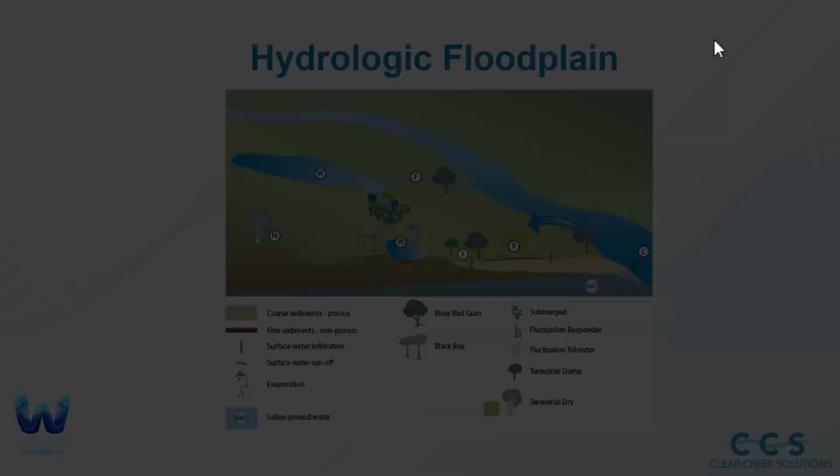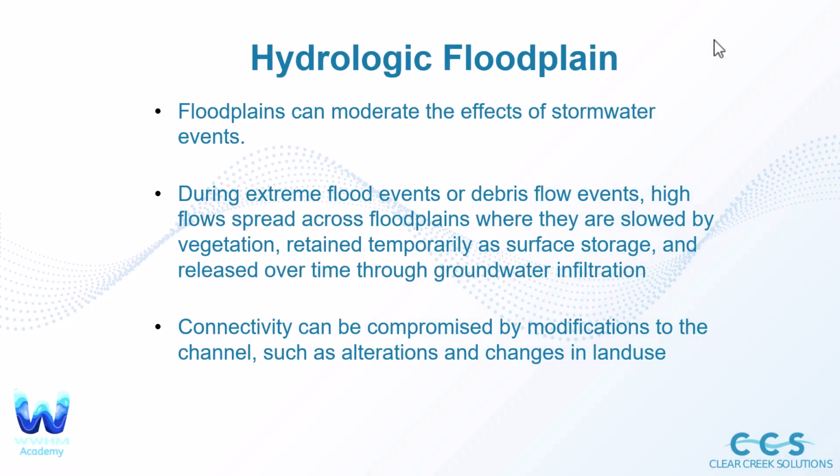Floodplains can moderate the effects of stormwater events. During extreme flood events or debris flow events, high flows spread across floodplains where they are slowed by vegetation. Literally, because the water is being dispersed across this vegetation, it's going to slow and moderate the effects of that event, be retained temporarily as surface storage, and be released over time through groundwater infiltration. So through infiltration, we're eventually going to get that stormwater, or it's going to evaporate into the atmosphere.